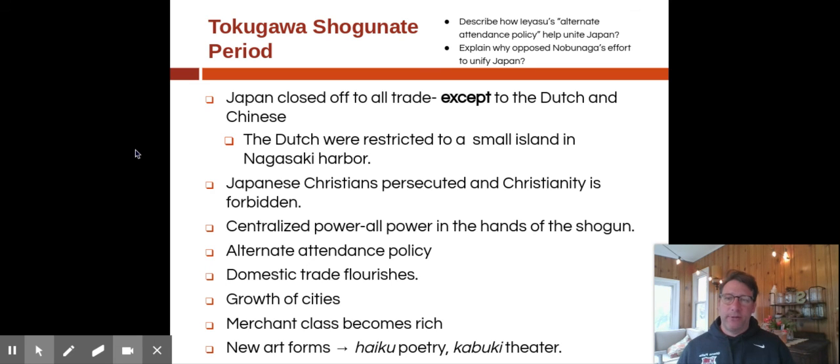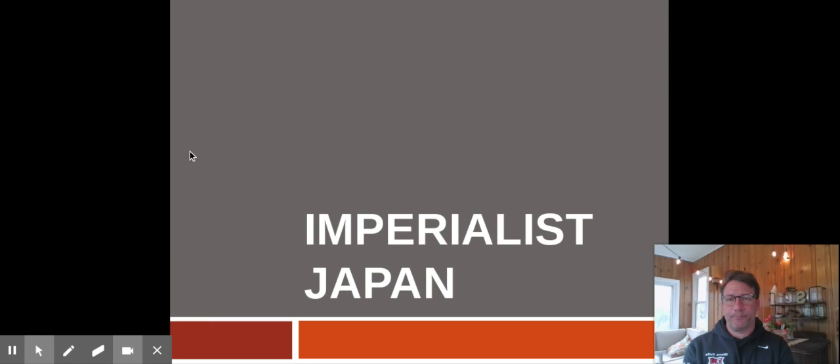We're going to start to see trade flourish. We're going to see a lot of cities start to grow during this time period as modernization starts to take place. The merchants, as I mentioned, start to gain a lot of wealth and become very rich. Now, they don't gain status, but eventually they're going to gain so much money that they have a lot of power. Also during this pretty peaceful time period, we're going to have the rise of new art forms like haiku poetry, which is very specifically metered, and kabuki theater.